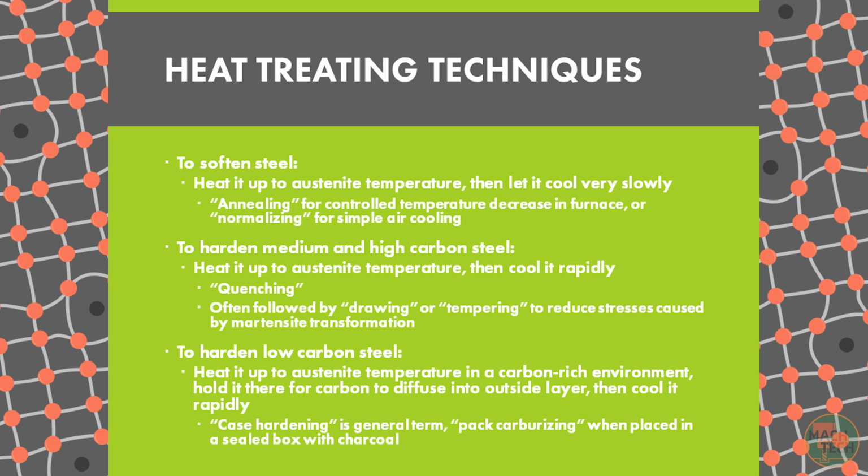We hold it there for some amount of time, depending on how deep we want the carbon to diffuse into the outer layer of the steel. Then we cool it rapidly by quenching it. These three heat treating techniques are the most common ways to manipulate the physical properties of steel using heat. If you understand how they work, they will take you very far.